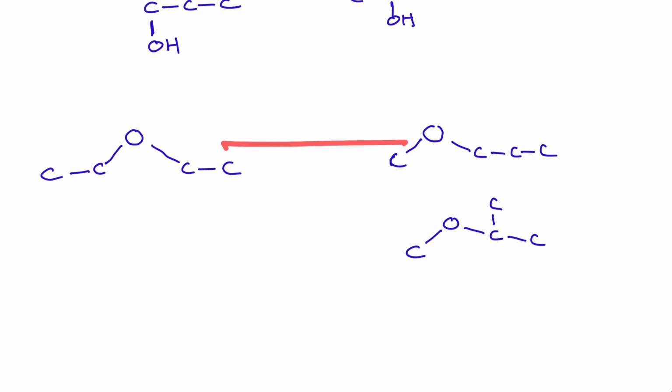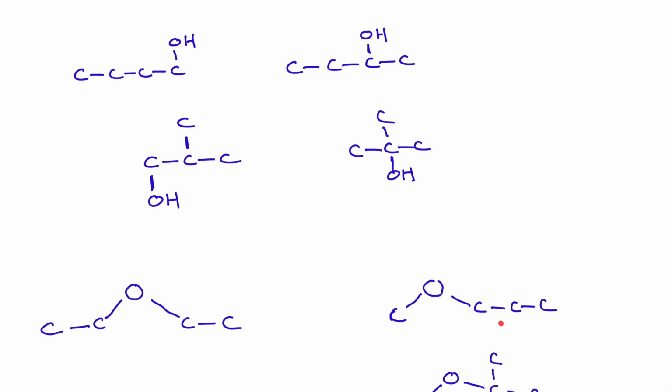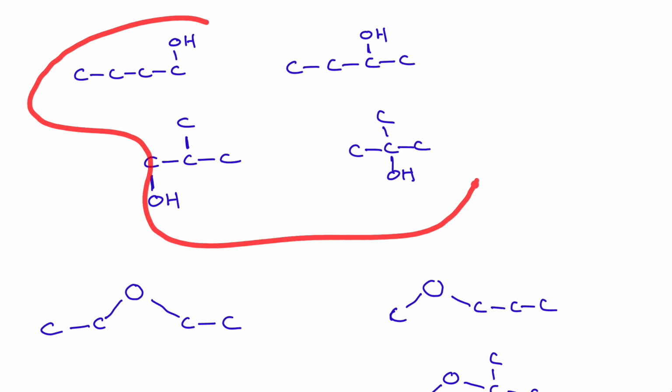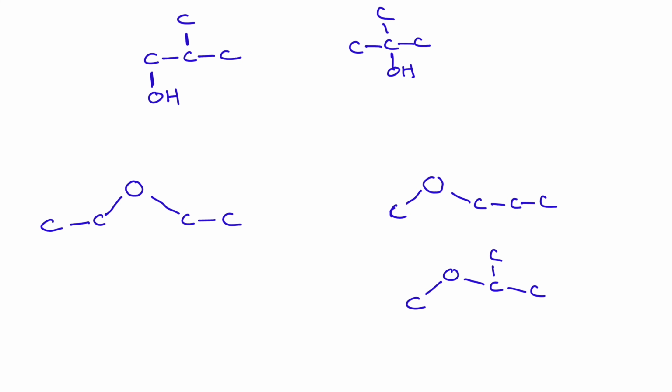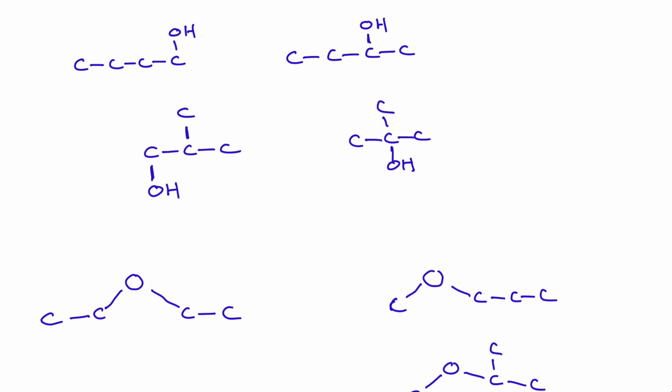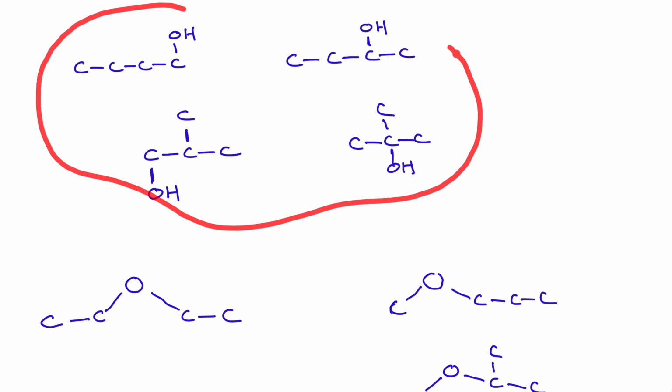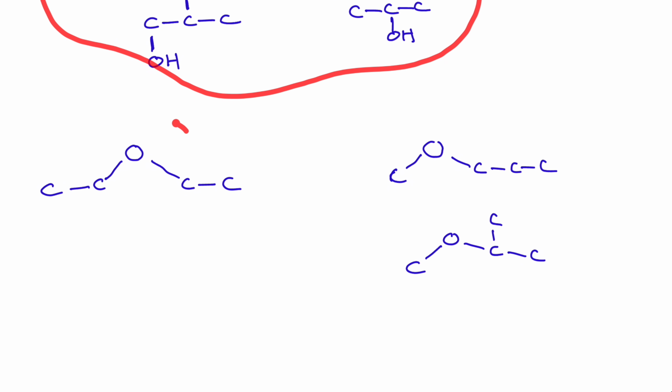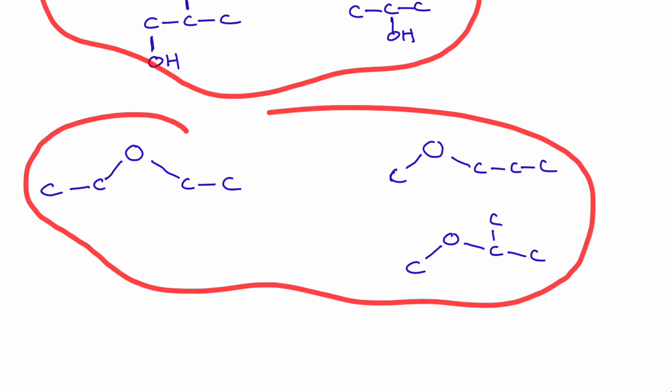So these two are metamers, these two are positional isomers because this is 1-methoxypropane and this is 2-methoxypropane. The position of the methoxy group is different. So any one from these 4, any one from these 3, they are functional isomers. Here we have 4 isomers, you take any one. Here we have 3 isomers, you take any one.